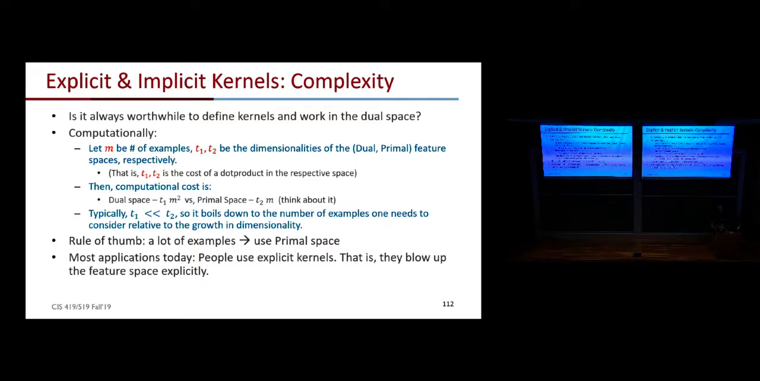Is everyone fine with this? The m squared comes from the fact that for each example, I have to compute the dot product with all other examples.